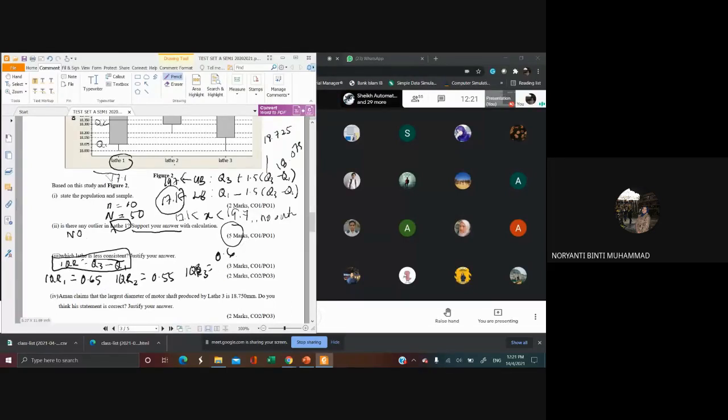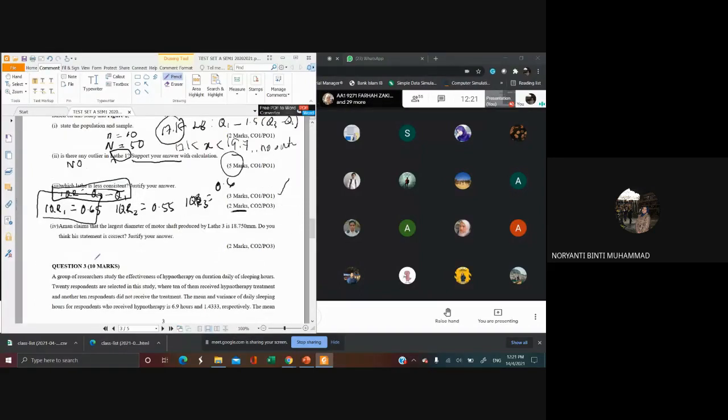So based on this one, IQR 1 is the largest. So that's why latte 1 is the less consistent. Okay, so 3 marks to calculate the IQR for 1 to 3, 2 marks for you to choose and why you choose latte 1, because IQR of latte 1 is the largest.